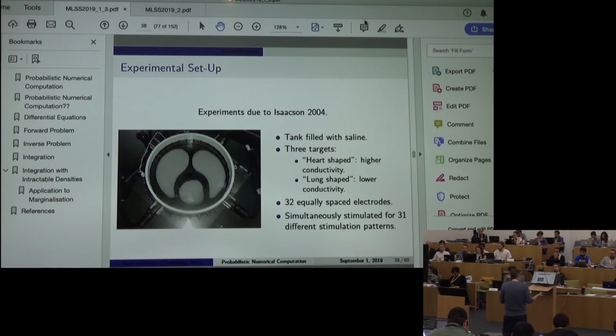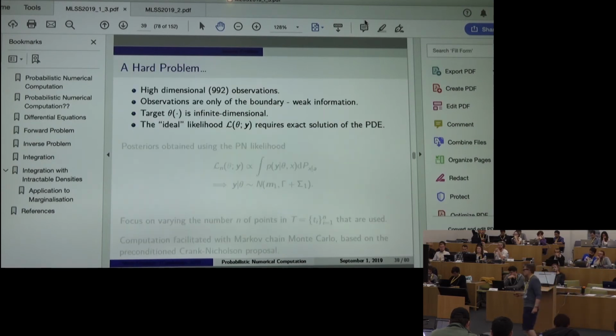Again, if we take a probabilistic perspective, we could avail ourselves of experiment design and understand what would be the best pattern of placement of electrodes to minimize the variability in the inferences that we make. Okay, so there are a number of stimulation patterns, and we make the measurements.